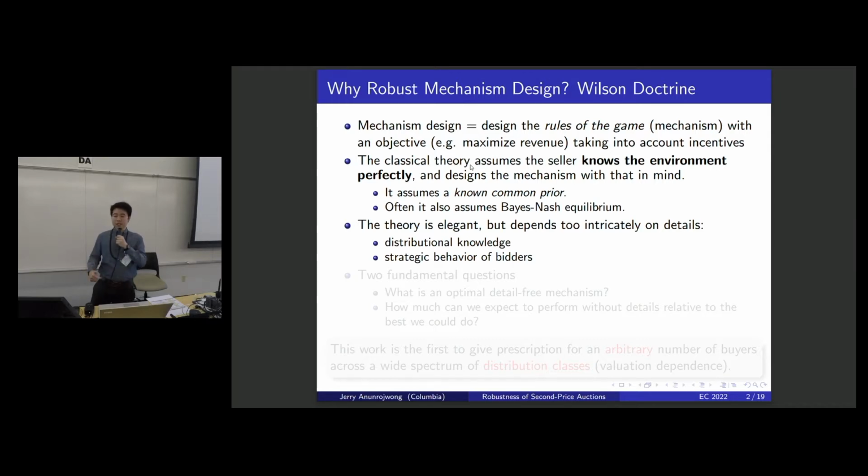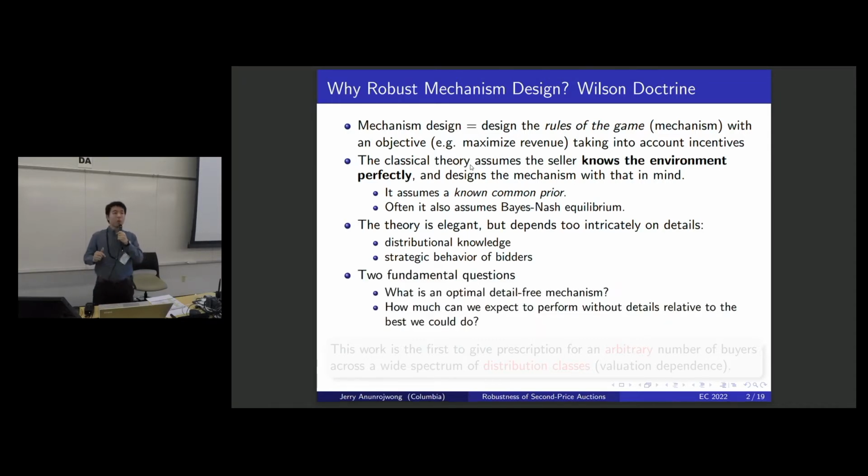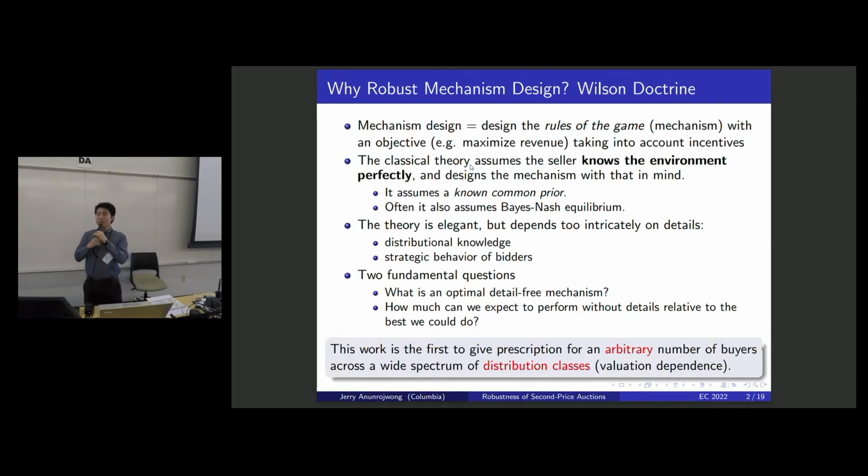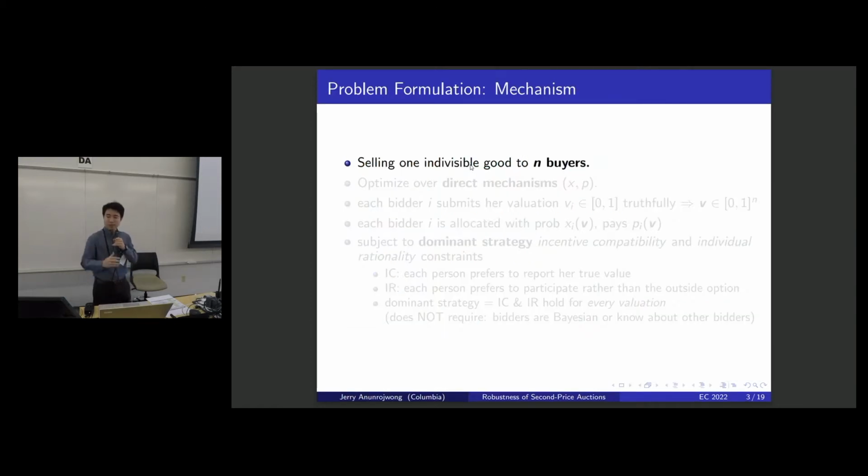And so this raises two fundamental questions: what is an optimal detail-free mechanism, and how much can we expect to perform without details relative to the best we could do? This work is the first to give a prescription for an arbitrary number of buyers across a wide spectrum of distribution classes that capture the dependency structure of agents, from independent through arbitrary and the intermediate regimes.